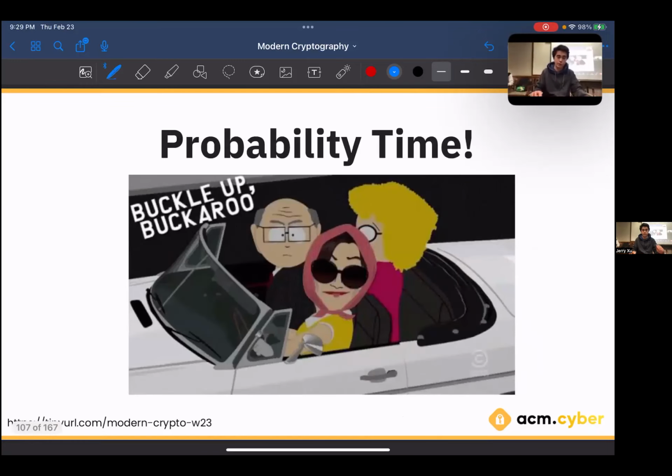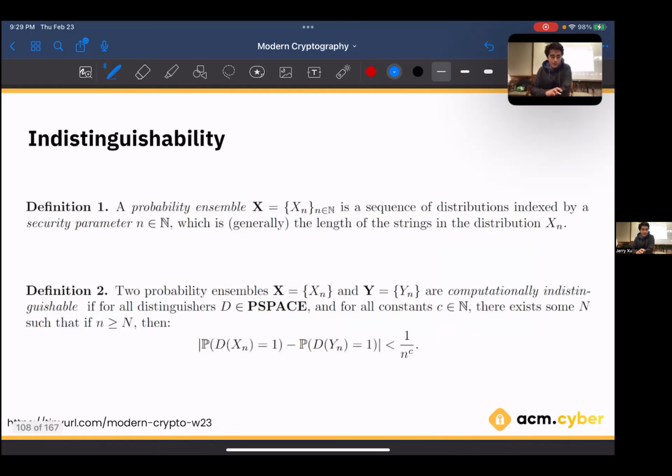All right, so it's time for some probability. So everyone buckle up. It's going to get a little wild. So we're going to start with a couple definitions. Don't let these scare you. I will explain a little more in a second.